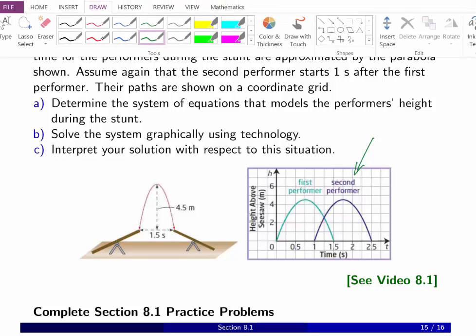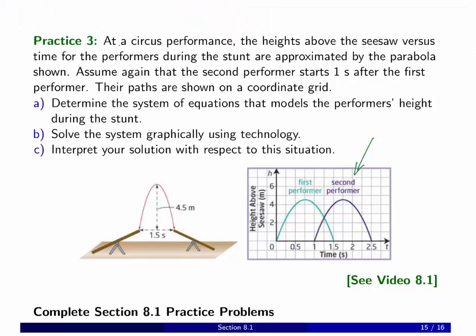Let's use red. So the first thing is to determine the system of equations that models the performer's height during the stunt. So basically, I need to get the equations from these graphs. They're parabolas, so we're going to have to focus on the vertices. You also have a nice point of intersection here and a point of intersection here, which we'll need. First, let's determine what the vertex is on this graph.